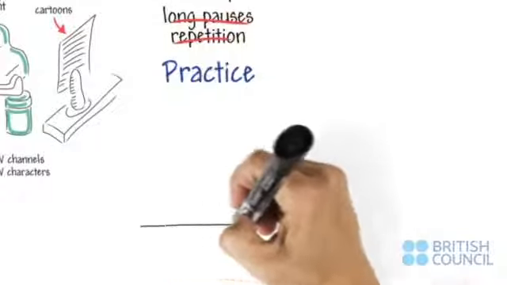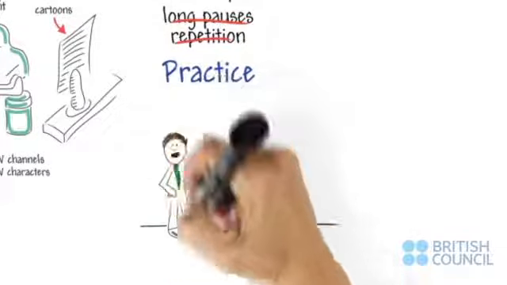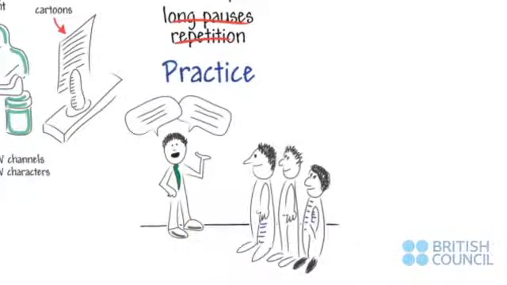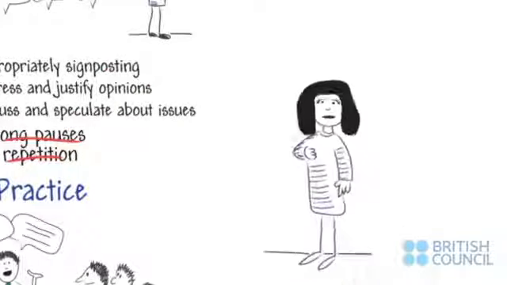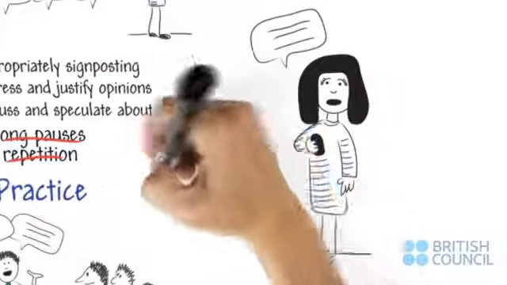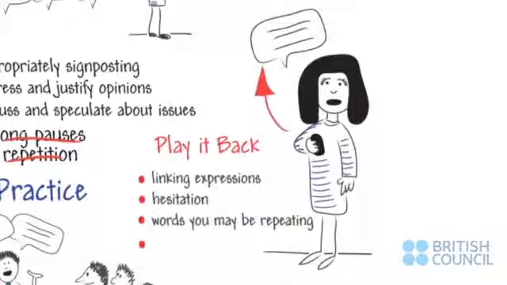Practice is the key to increasing your fluency. There are no shortcuts. Practice using English in everyday communication as much as you can. Record yourself talking about different subjects. Then play it back and listen for linking expressions, hesitation, words you may be repeating, and times when your speech is slow. This will help improve your fluency.